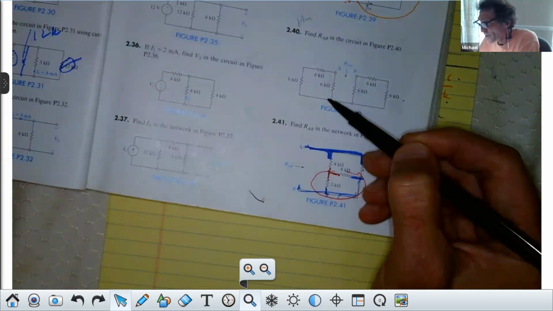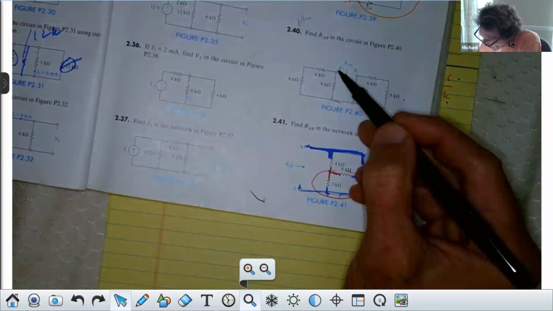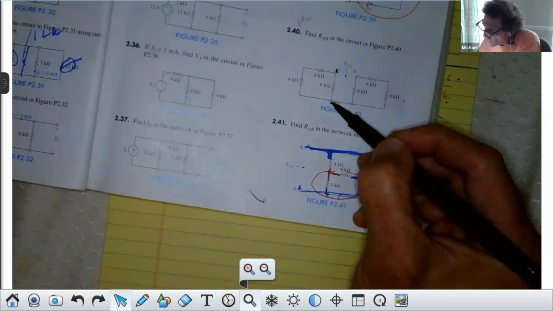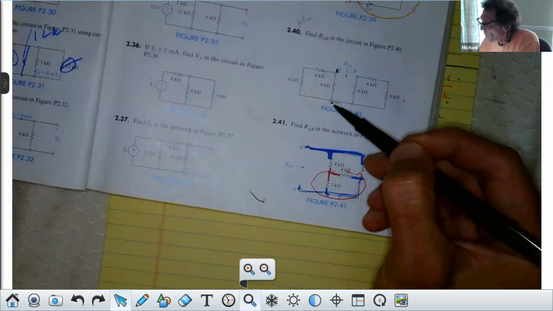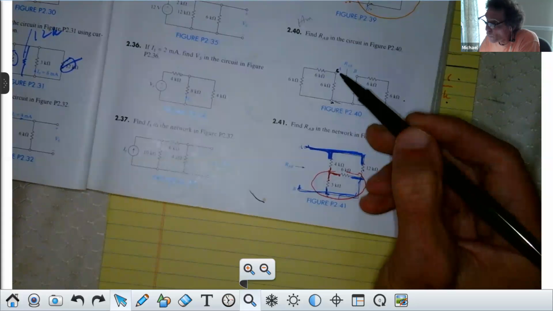1 over 12 plus 1 over 6. That's 1 over what? 3 over 12, right? Or 1 over 4, or 4K. So between here and here, it would be 4K. If you don't know the math that well, if you didn't see this, just do the math. It's really what? 1 over 12.